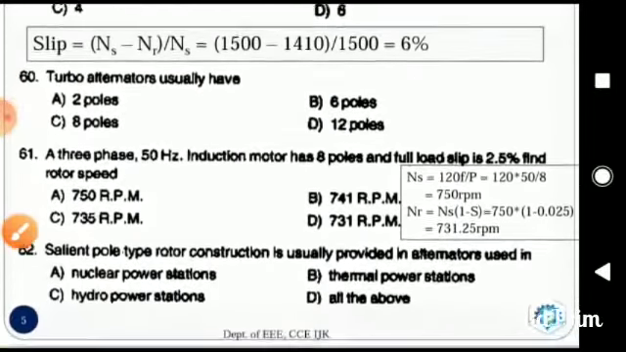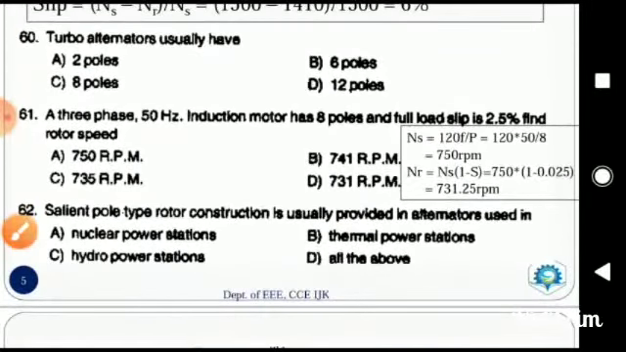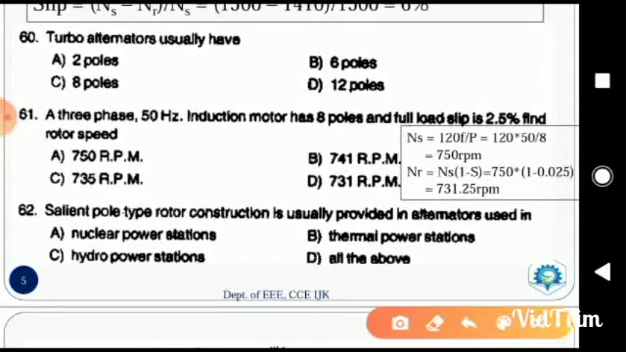Moving on to question number 60. Turbo alternators usually have. Turbo alternators usually use smooth cylindrical machines, and smooth cylindrical machines usually have only 2 or 4 poles. So here the correct answer is option A, 2 poles.